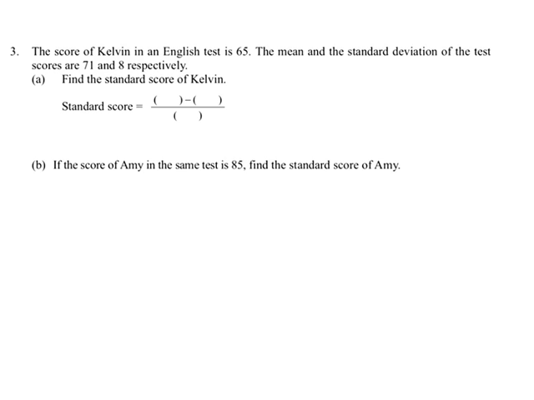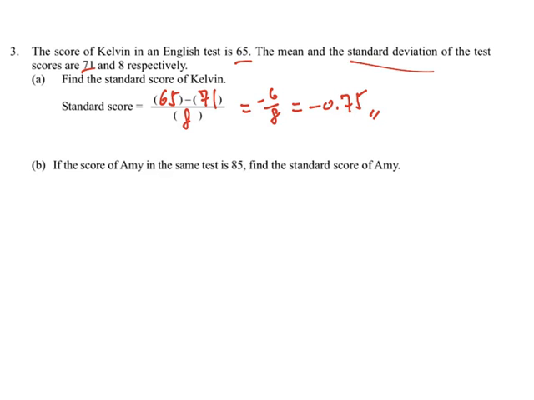Next, try to finish question 3. Let's check it. The score of Kelvin for the English test is 65 and the mean is 71. So 65 minus 71 and then the SD is 8. Remember, press the numerator first. We can get -6 over 8, so it is equal to negative 0.75. Negative means below the mean.